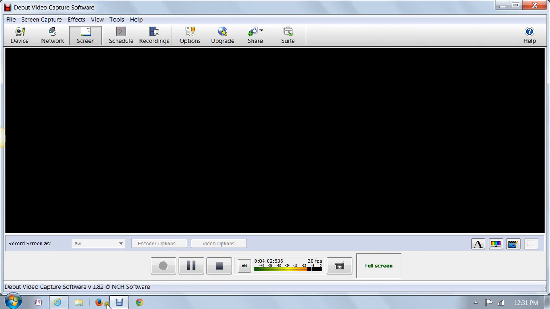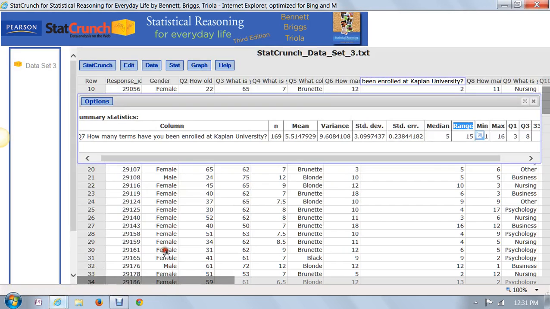So the information that I had here as far as an estimate of the standard deviation is the range over 4, or 3.75. Now you notice that the real standard deviation is about 3.1. So that estimate of 3.75 overestimates the standard deviation, but it's a good rule of thumb to use.